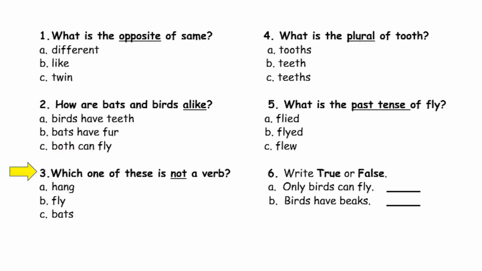Let's together read question number 3 and find the answer. Which one of these words is not a verb? We all already know that verb means action word. So let's see. Hang. It is a verb. Fly. It is a verb. Bats. It's not a verb. So our correct option will be option C.